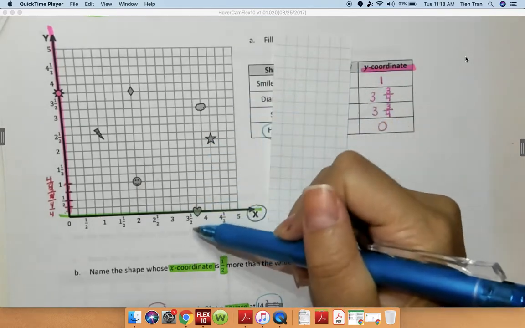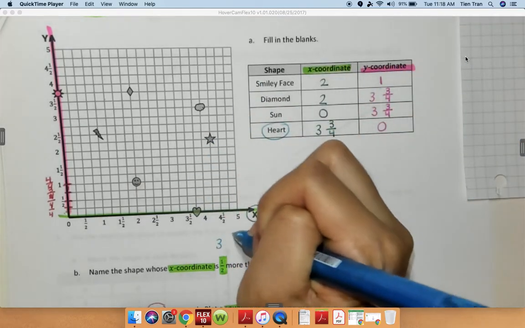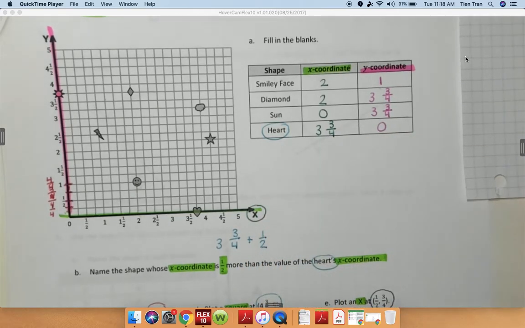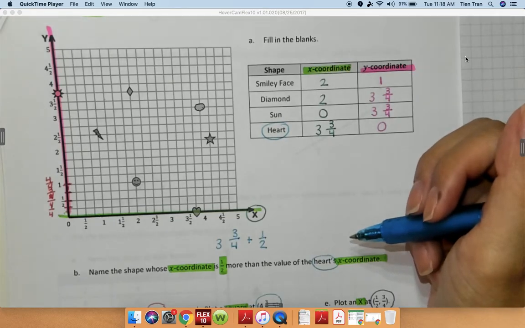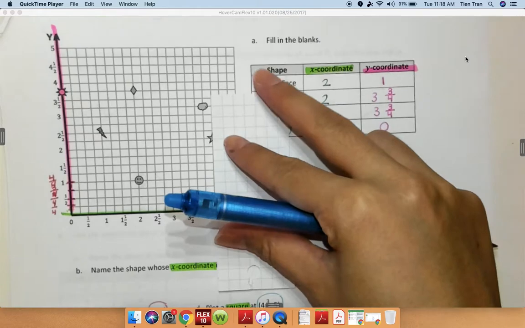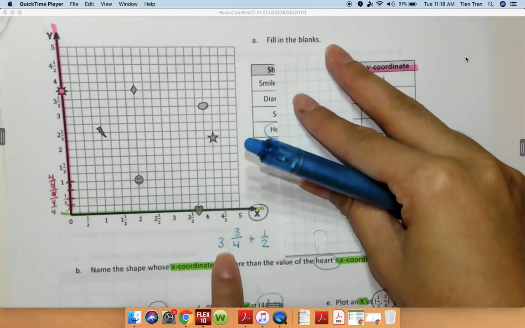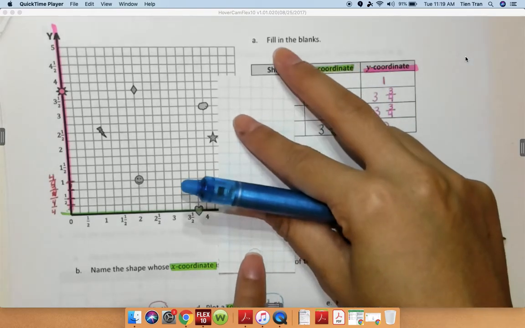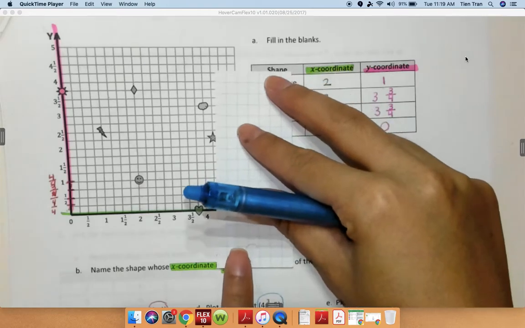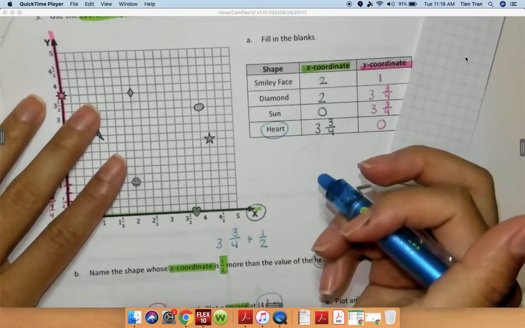So if I were to move 3 3/4, and I add 1/2, I'm going to be able to get my next coordinate. Okay? And that is going to be at 4 1/2. So when I add 3 3/4 plus 1/2, I'm going to get 4 1/2. Wait, not 4 1/2. Let me add that together for you guys to see.